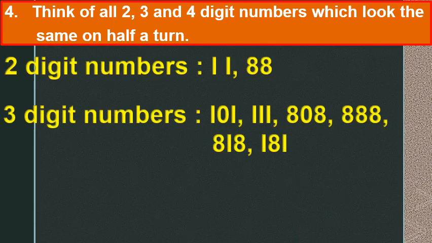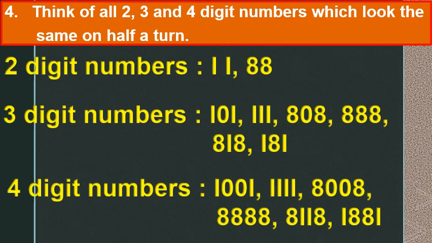Now 3-digit numbers that look the same after giving half a turn are 101, 111, 808, 888, 818, 181.